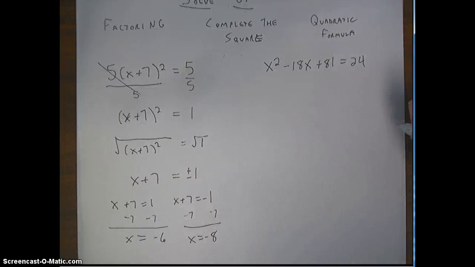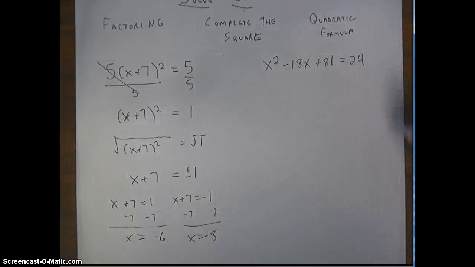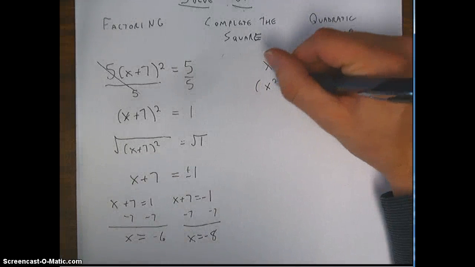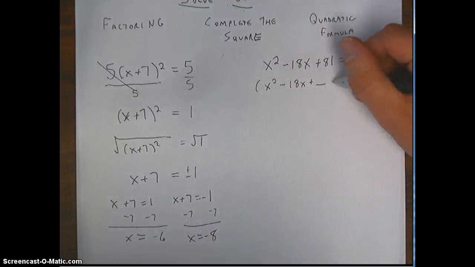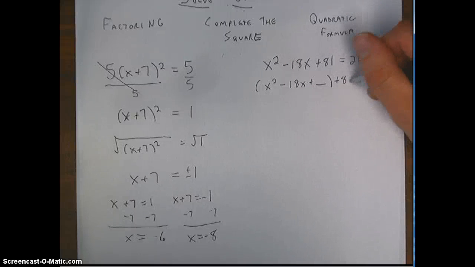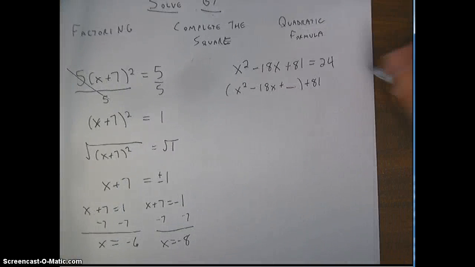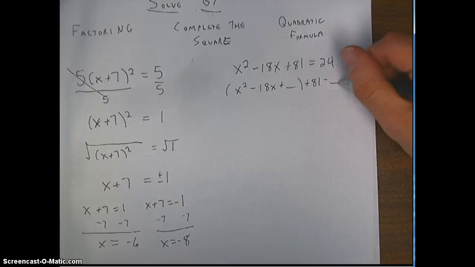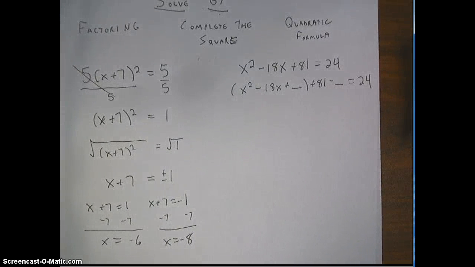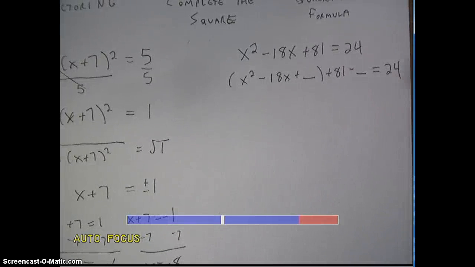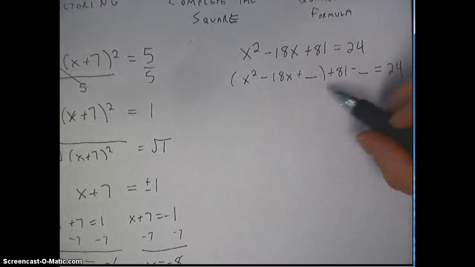Now, when you're completing the square, the first thing I like to do is write some parentheses here: x squared minus 18x plus something. Put that plus 81 on the outside. And then since we added something, we're going to need to subtract something, and all of that equals 24. Let me zoom in a little bit. The question is, what is that something? What's that blank right there?